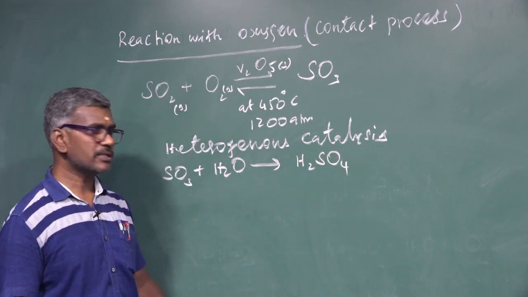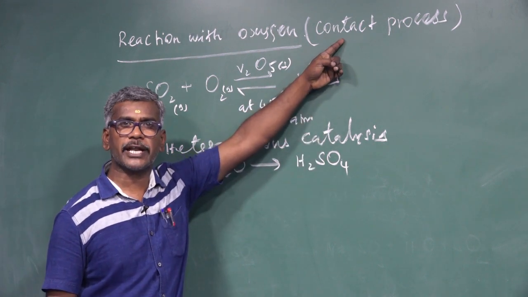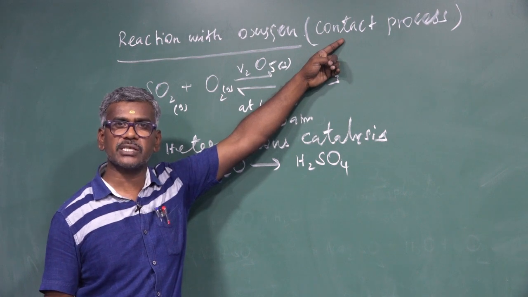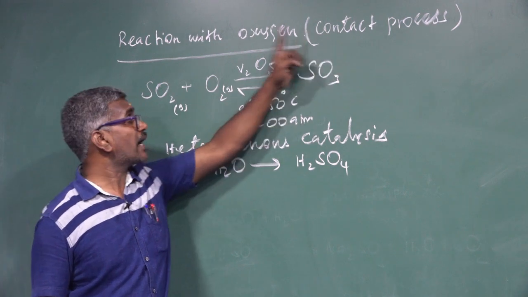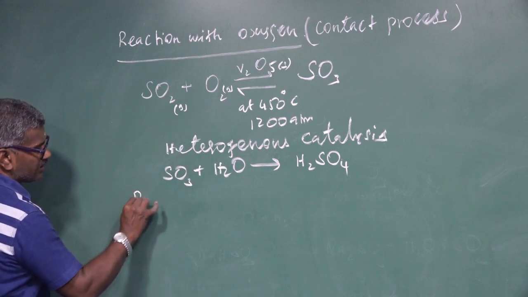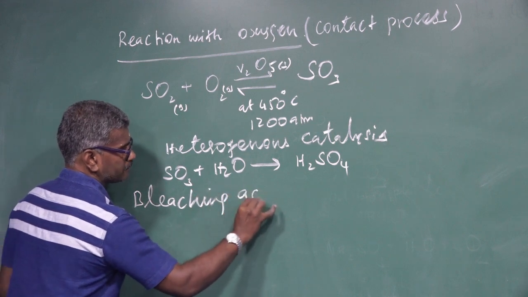Preparation of sulfuric acid: sulfuric acid is manufactured by the contact process. The contact process is very important for the manufacture of sulfuric acid. Sulfuric acid is used as a preservative. Another one, reaction with oxygen. Next, bleaching action.